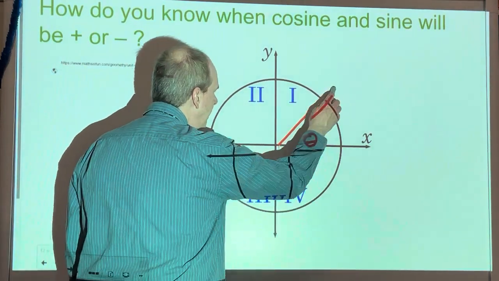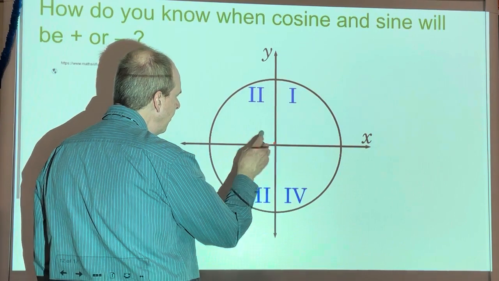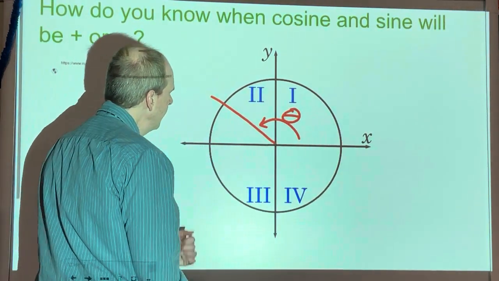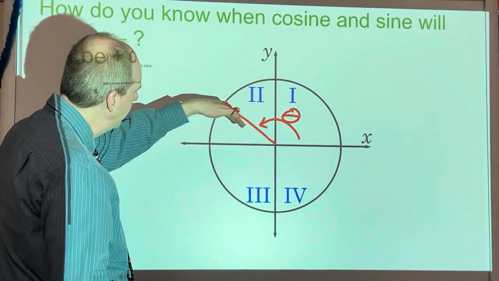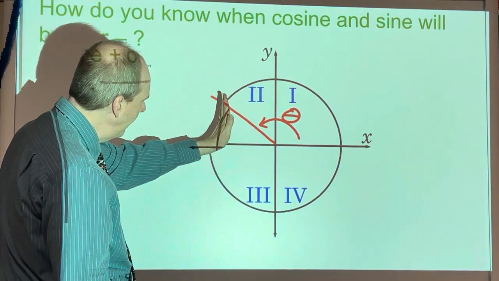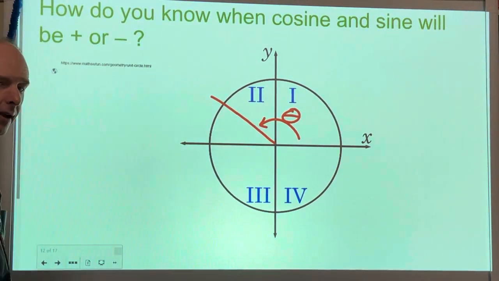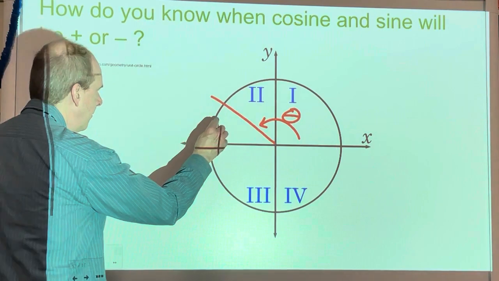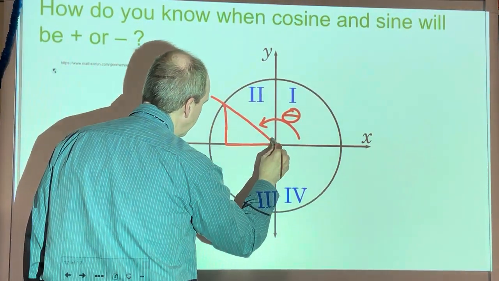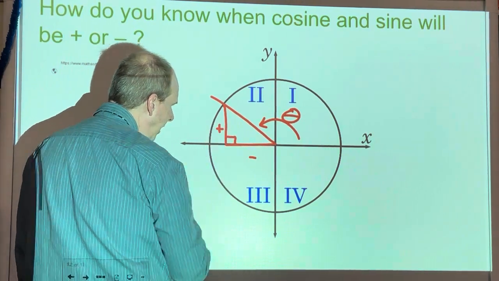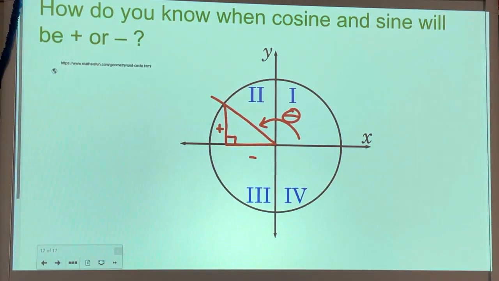If I think instead about an angle that's over here, well, my y is positive, but my x is now negative. Thinking of that right triangle that you would be drawing, x would be negative, y would be positive. Well, that tells you sine and cosine are going to have different signs. I'll let you think about which one's going to be positive, which one's negative.